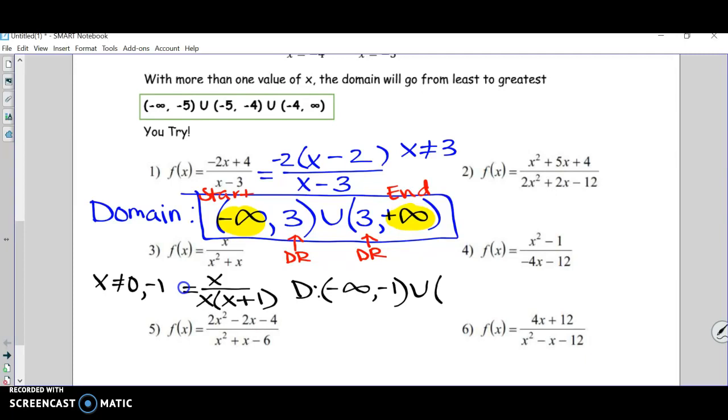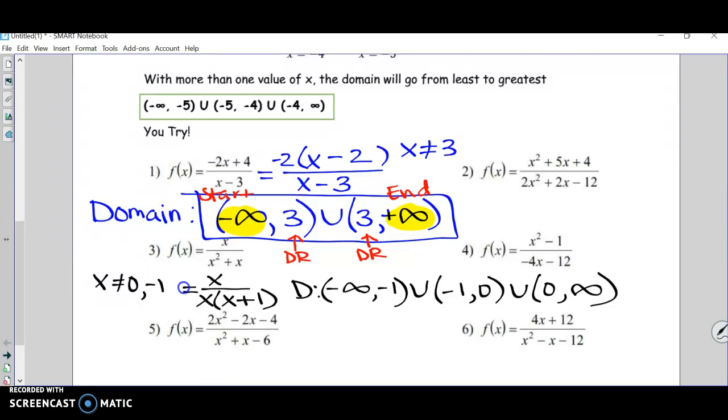To join them, I hit my union. I pick back up at -1, but my next stop is not positive infinity, it's going to be 0, and then union 0 to infinity. I started with negative infinity, ended with positive infinity, okay? And I had how many stops this time? Well, technically 2 stops, but it ended up being 3 parts of my union, okay?